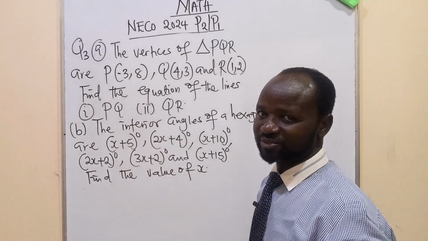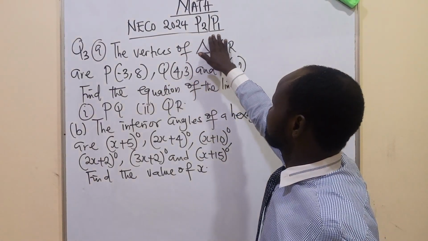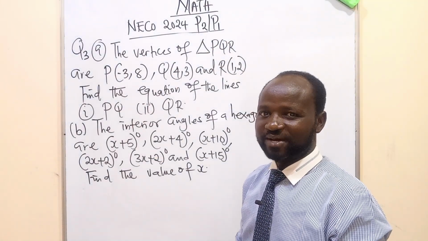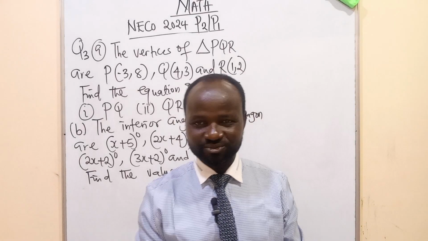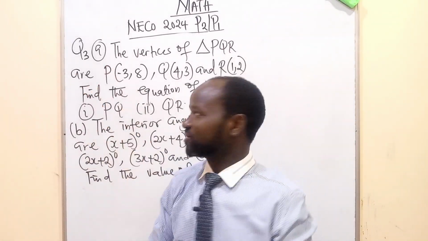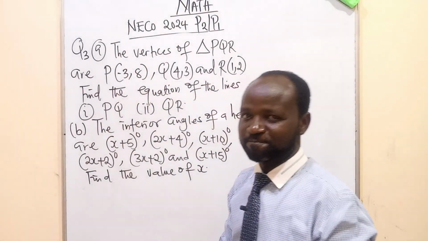We continue with our solutions to NECO 2024, Paper 2, Part 1. This is Mathematics. In my previous video, I solved questions 1 and 2, and with us here is question 3. Question 3 has question 3a and question 3b.